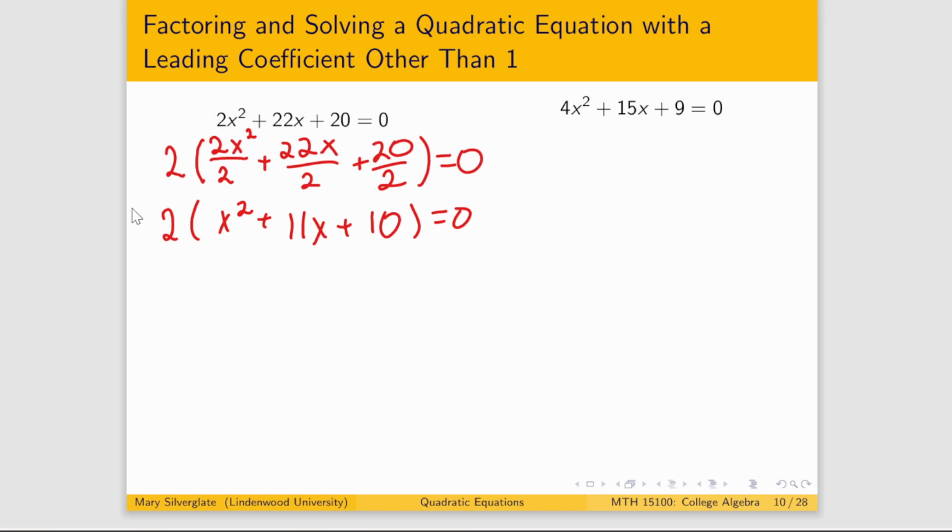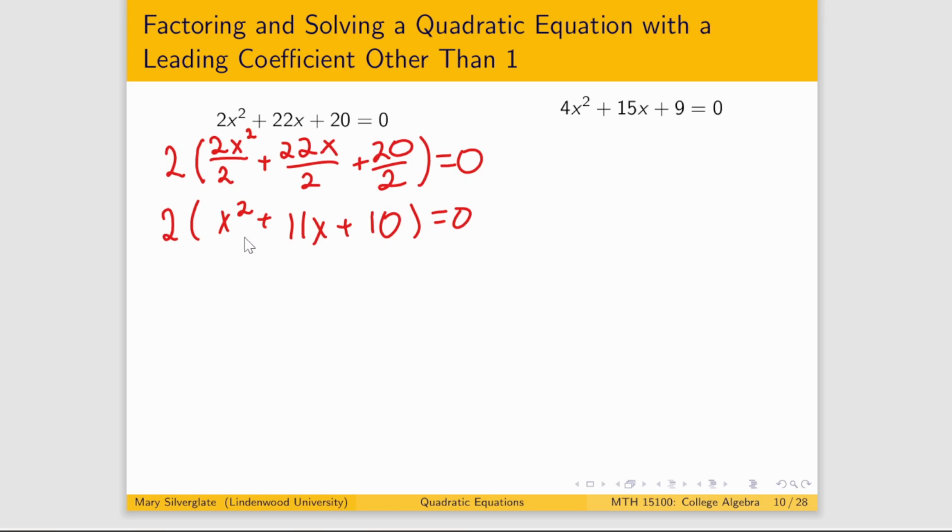20 divided by 2 is 10. Now, a lot of folks will jump from this first step to the second step. I'm just showing this middle step for pedagogical purposes, that when you pull a 2 out, that means from all 3 of these other terms, you need to divide out the 2. That's what it means to pull out the 2. If I were to redistribute the 2, I would have the original.